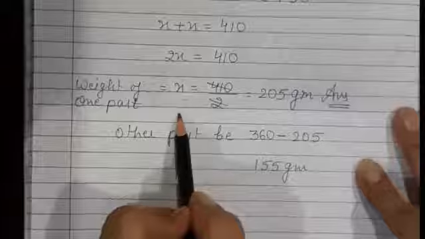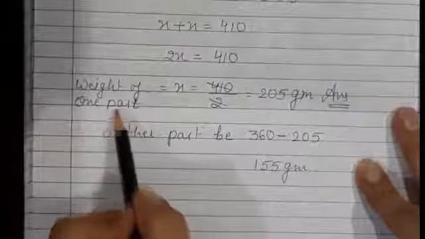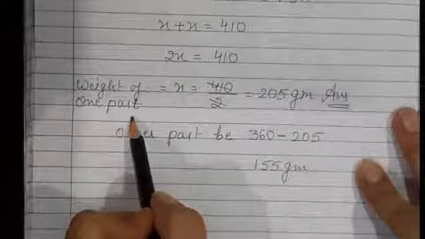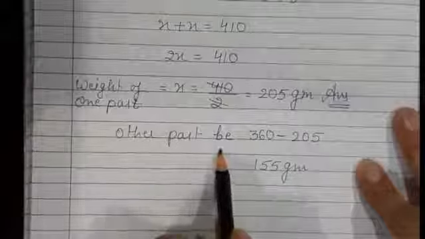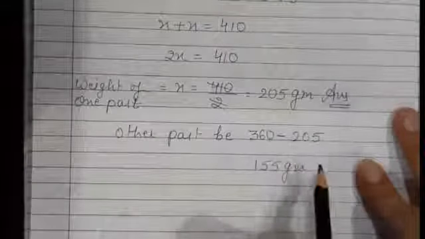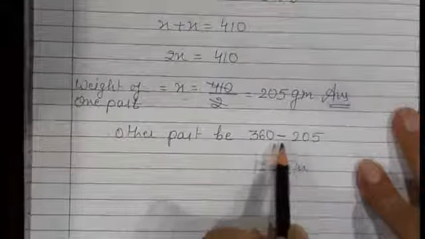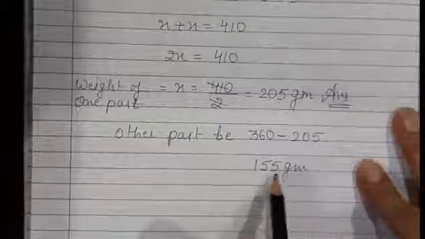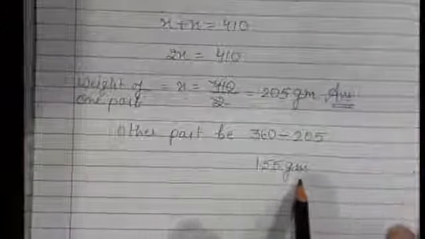That will be the first part, right? The weight of the first part of the burfi. Now the second part will be 360 minus x. So it will be 360 minus 205, that is 155 gram.